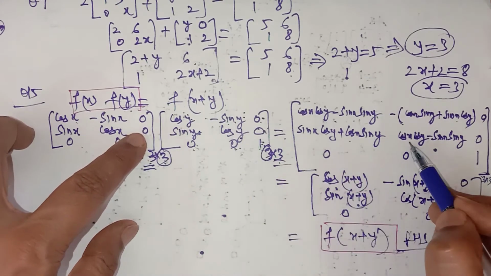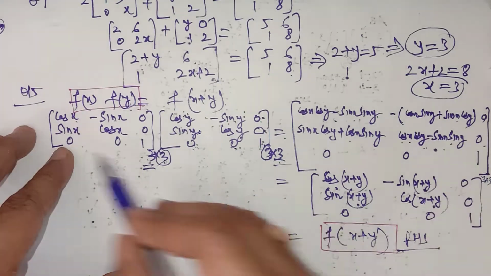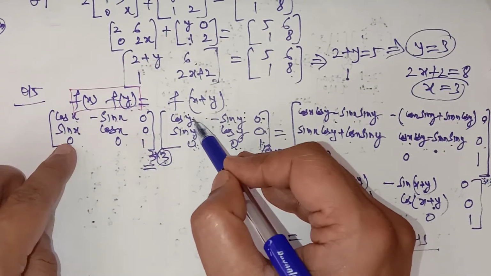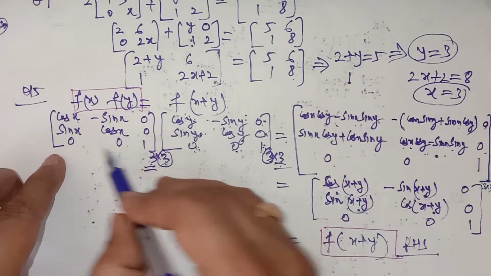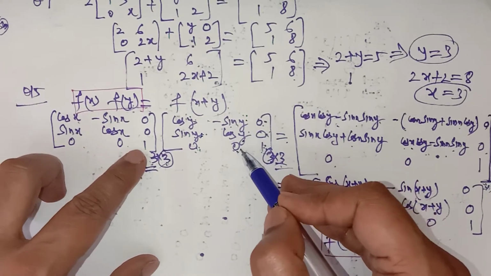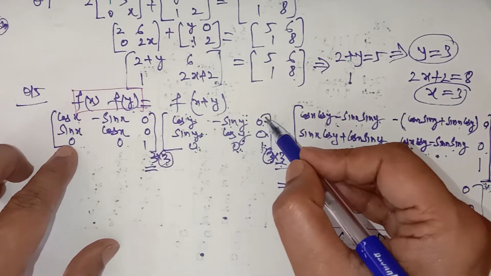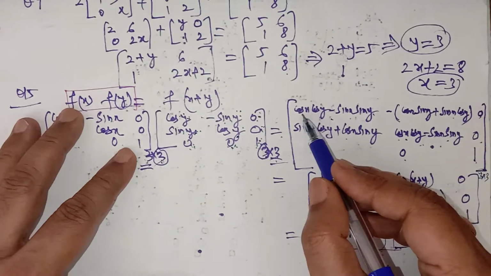I have taken the plus first and then the negative: cos x cos y minus sin x sin y. Second row, third column: 0. Now third row, first column: 0 into cos y, 0 into sin y plus 1 into 0, so 0. Third row, second column: 0 into minus sin y, 0 into cos y, 1 into 0, so it will be 0. Third row, third column: 0 into 0 plus 0 into 0 plus 1 into 1, you'll get 1. Now see these terms carefully.